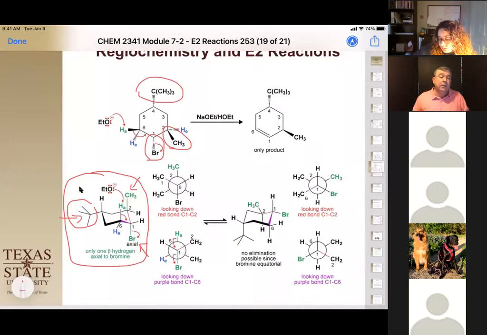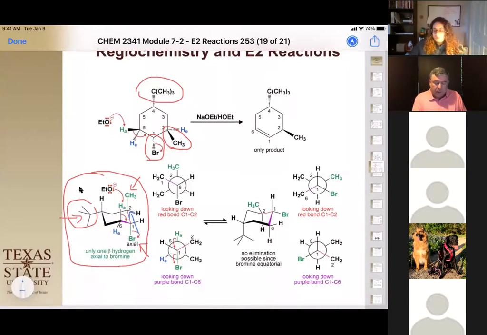Okay, so now let's look down each of these bonds and find out which of these configurations can actually do an elimination. We're looking for where the hydrogen is going to be removed. Okay, so if we look down this, that's labeled wrong. Let's see, the bromine is on the 1. So this is the 1 and this is the 2. We're looking first down the 1, 2 bond. It's labeled 6 for some reason. We're looking down this one right here, that 1, 2.